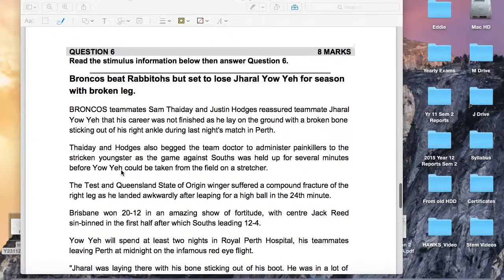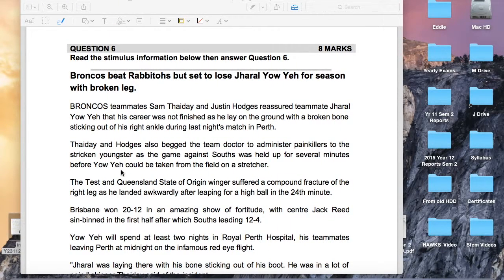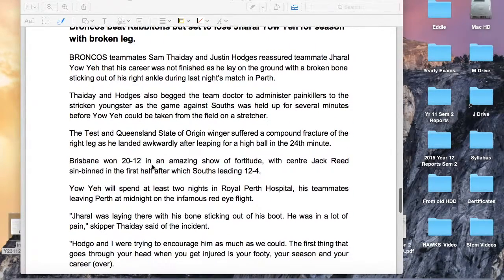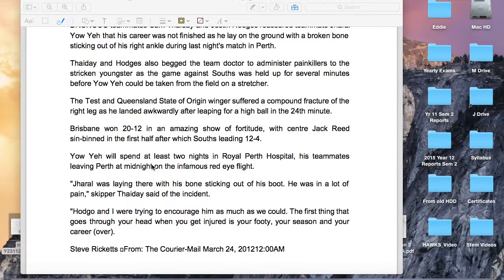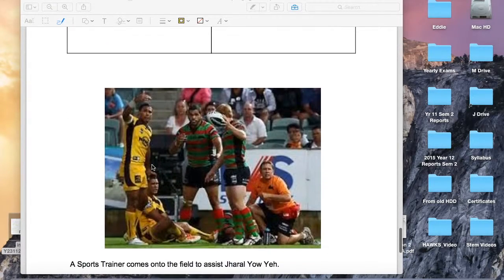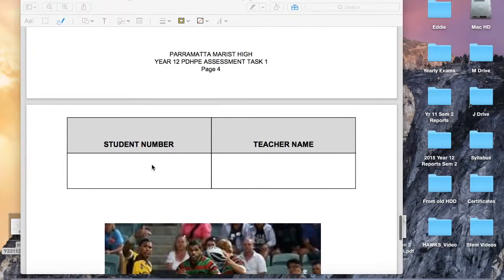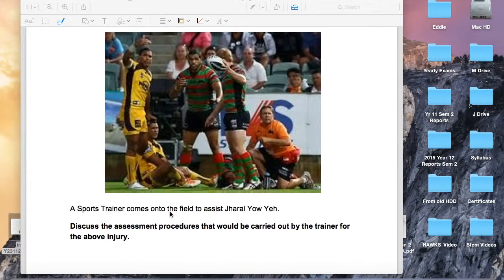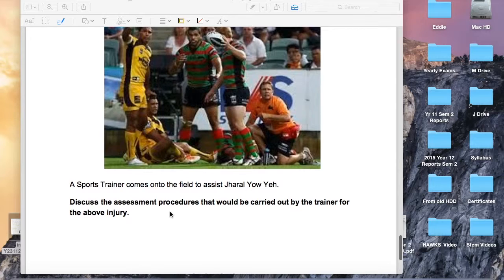This was an 8-mark question, and the first thing that faced you was reading the stimulus information. That's something that you need to do, and make sure that you refer to it. If you've been given stimulus, please make sure that it is looked at and utilised throughout your response. There's a couple of elements of the stimulus there. There's some written elements, and there's a picture as well that you could make use of.